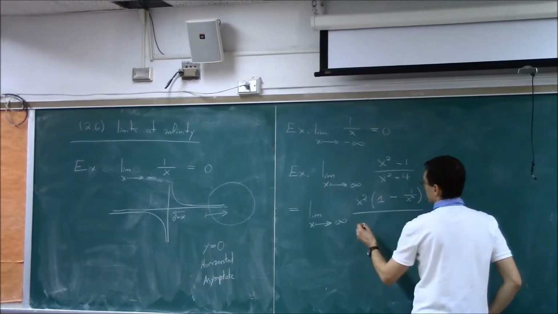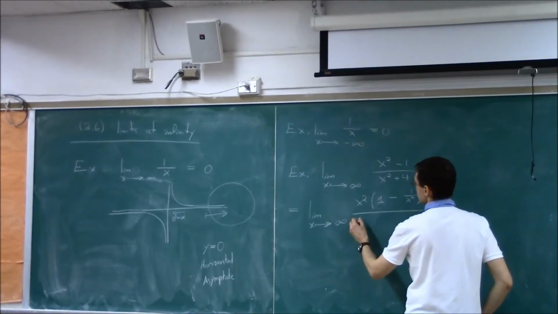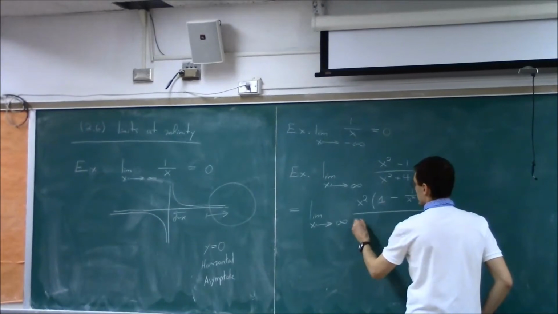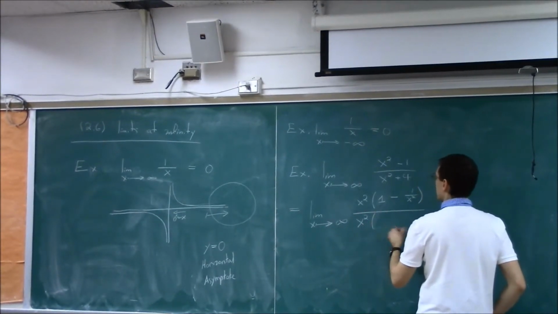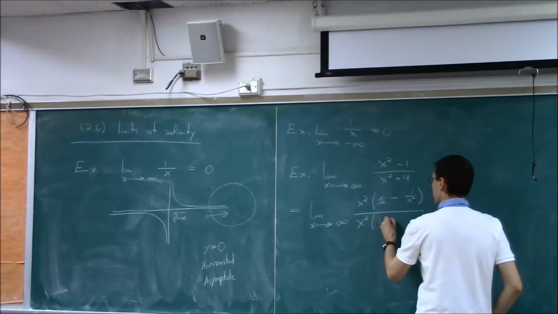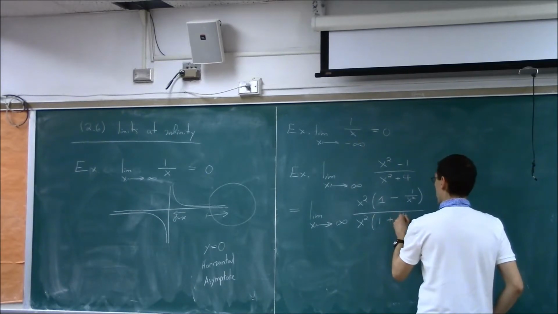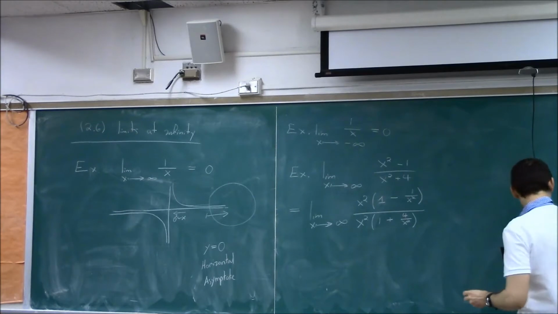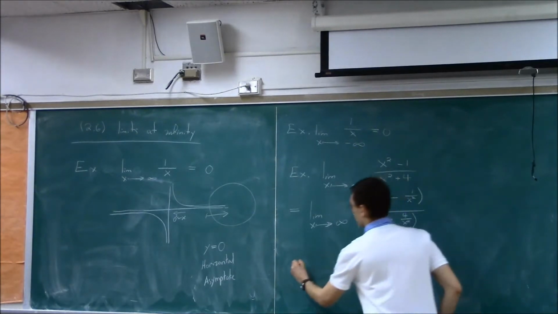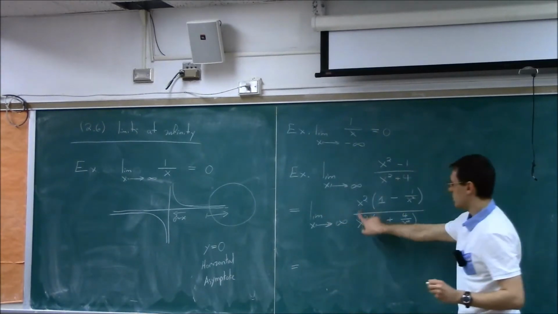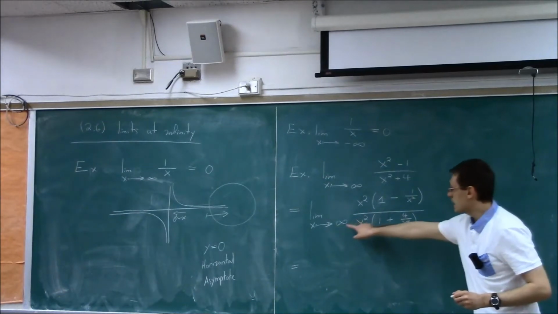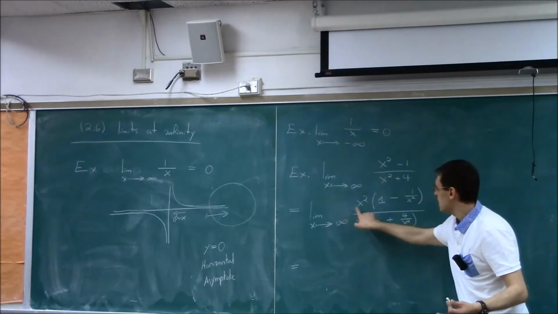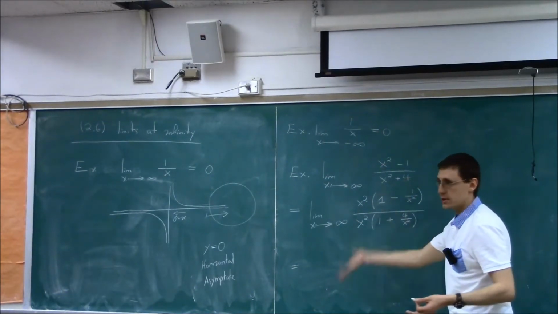What happens to the denominator? It's going to be what? Also x squared, and 1 plus 4 over x squared. Now, at this point, I have the opportunity to cross out x squared. For any instance, no matter how large x squared is, it's a number. So I can cross it out.